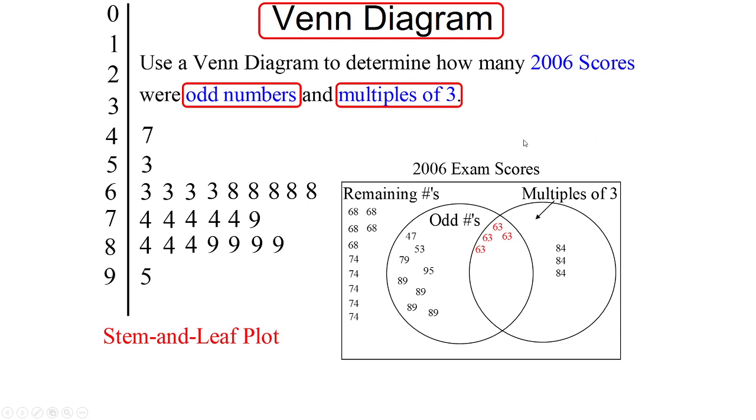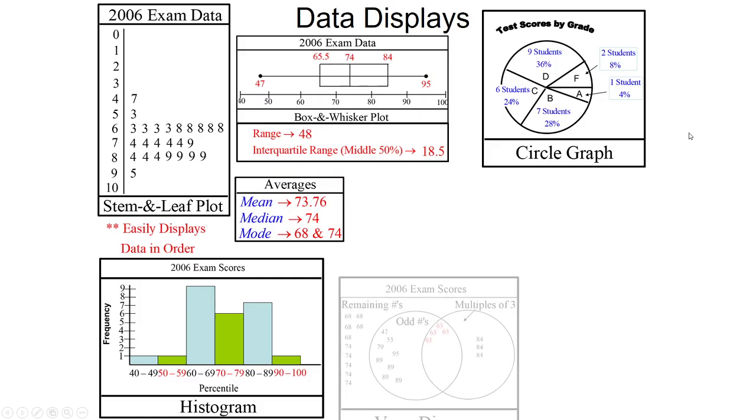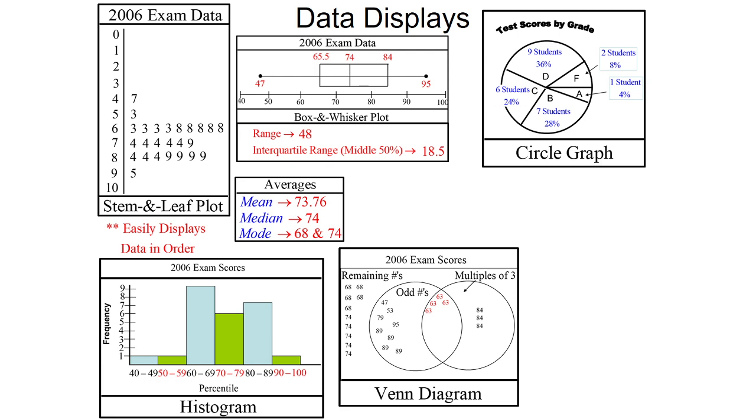Use a Venn diagram to determine how many 2006 scores were odd numbers and multiples of 3, and that would be these 4 63s right there. So I'm going to say 4 2006 scores were odd numbers and multiples of 3. There you go. Okay, so let's put that on our master chart right there, and there's my Venn diagram.